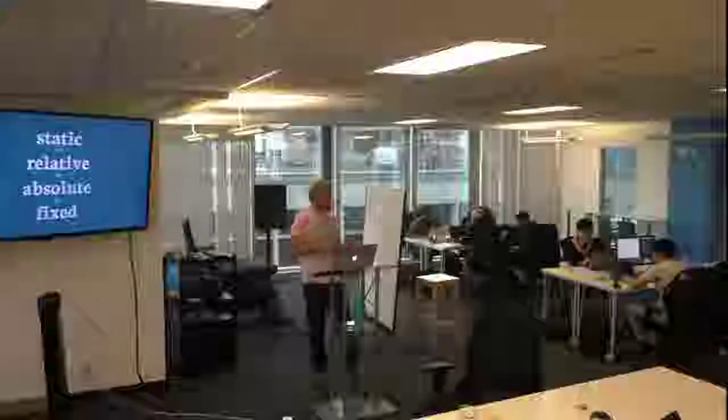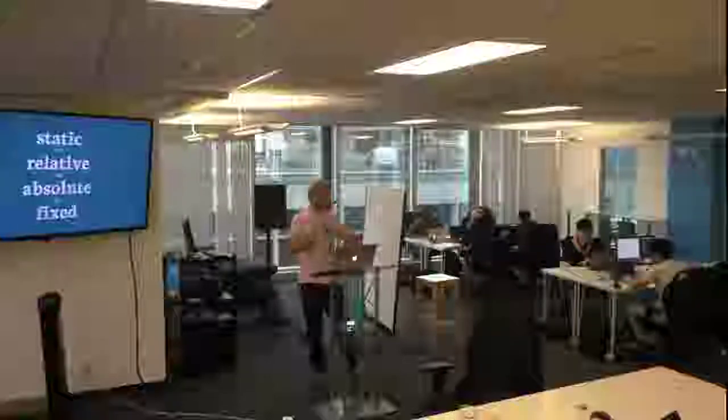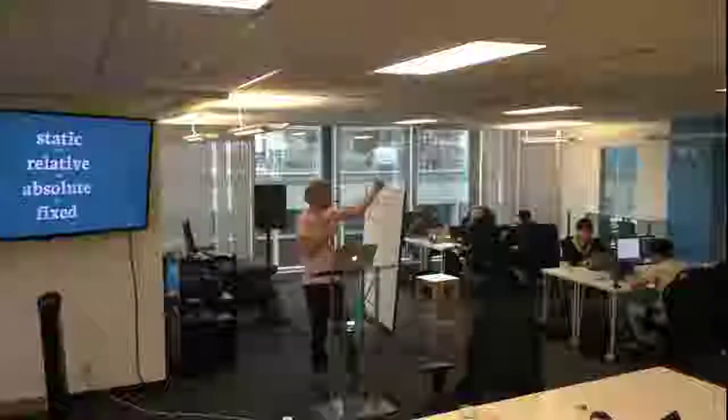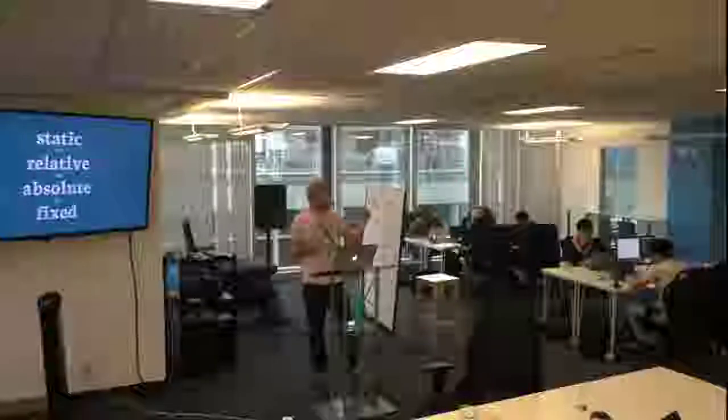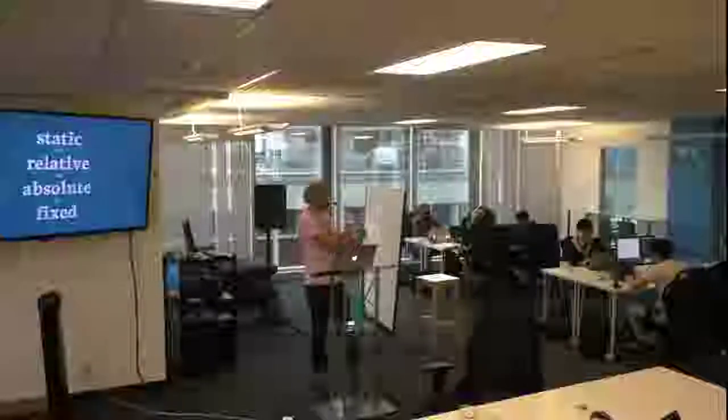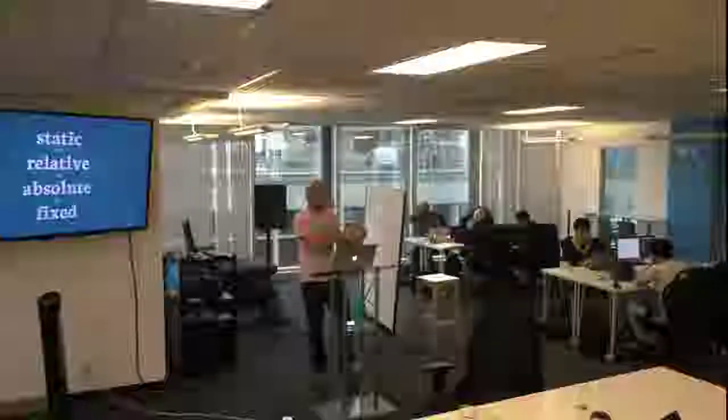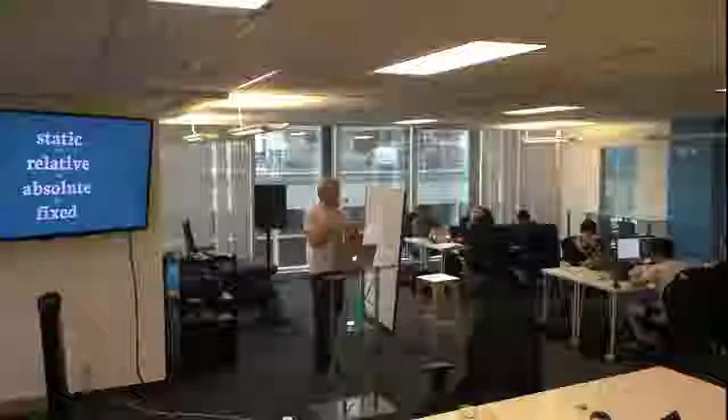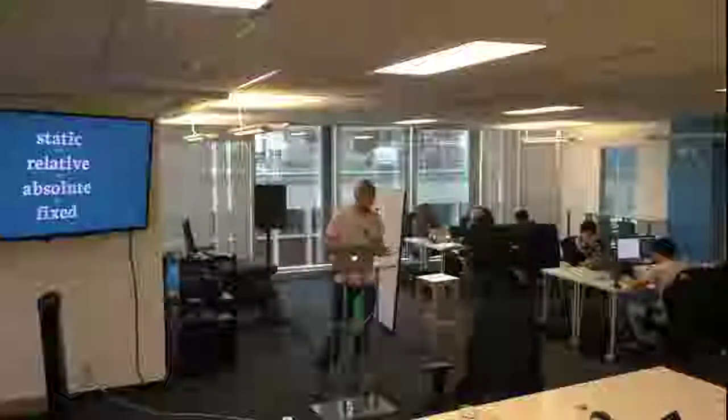If I have 3 divs, they're all positioned statically. The first div is at the origin, maybe the top of the document. The next div is whatever the height of that first div was, that far down the page, right? So static is just let the layout system position this.